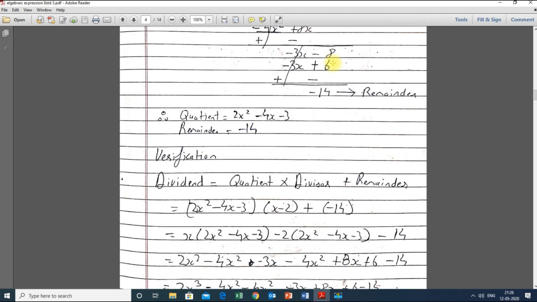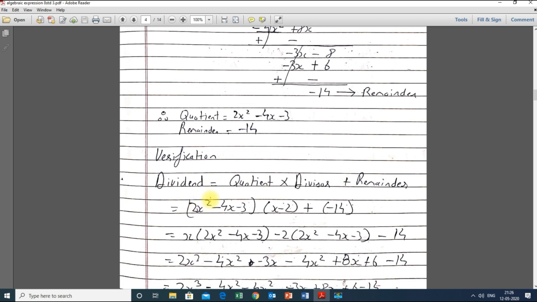So over here, we know that dividend is equal to quotient into divisor plus remainder. Since remainder is there over here, therefore we add. If remainder is not there, then we don't add. For example, 14 divided by 2 is 7. So remainder is 0 over there. Directly if I multiply the quotient with the divisor, 2 into 7, I will get 14. So I will just help you out in finding the verification of this particular part. Quotient into divisor plus remainder.